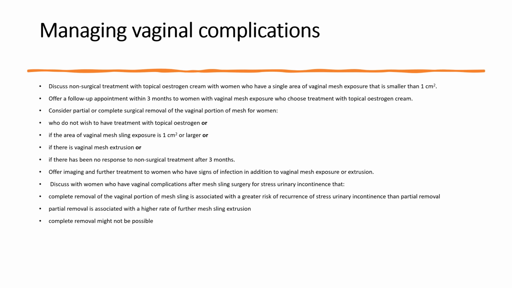Offer imaging and further treatment to women who have signs of infection in addition to vaginal mesh exposure or extrusion. Discuss with women who have vaginal complications after mesh sling surgery for stress urinary incontinence that complete removal of the vaginal portion of the mesh sling is associated with greater risk of recurrence of stress urinary incontinence than partial removal. Partial removal is associated with a higher rate of further mesh sling extrusion. Complete removal might not be possible.